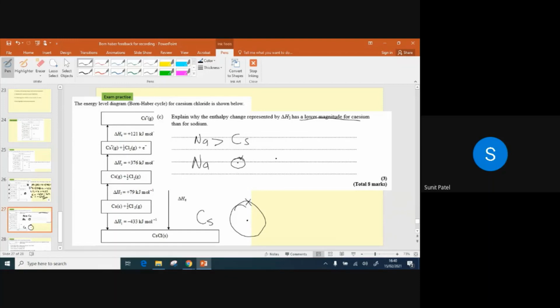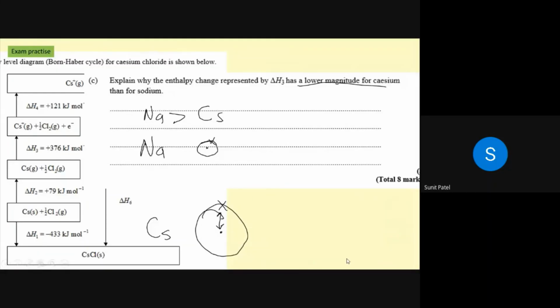So we've got to put this into words. What's happening? Well, first thing we need to state is, explain why. Well, the electrons in the outer shell of cesium require less energy to remove because the effective nuclear charge from the nucleus to the outer shell electrons is weaker. Why is it weaker? It's because cesium has a larger atomic radius. Also, there's more shielding that's causing that less effective pull experienced by those electrons.